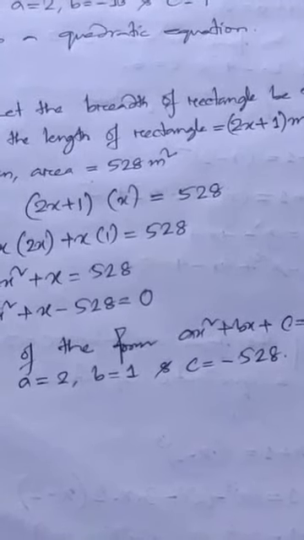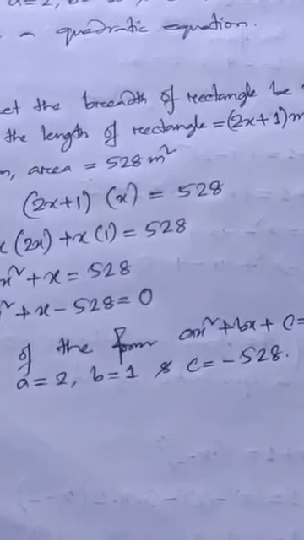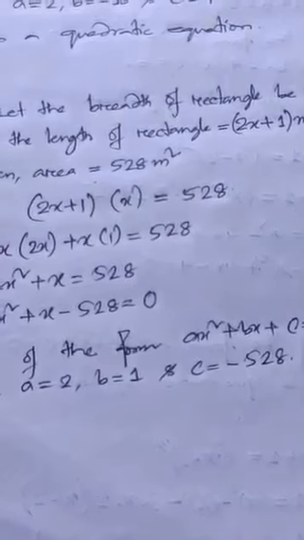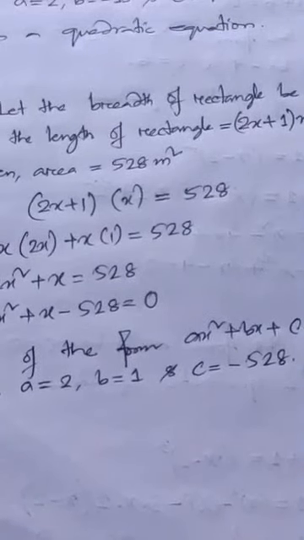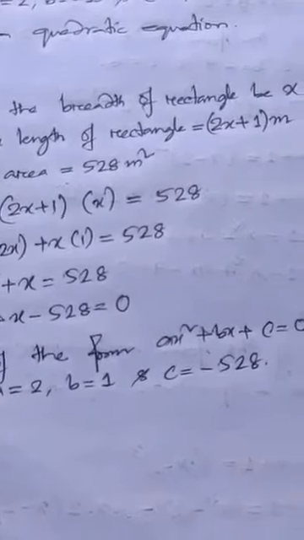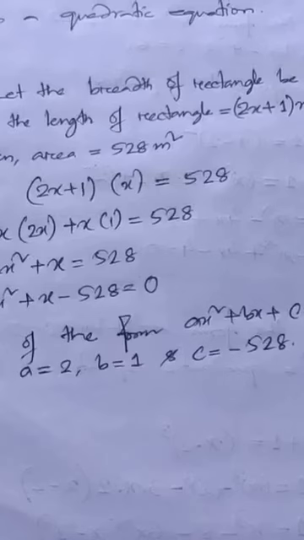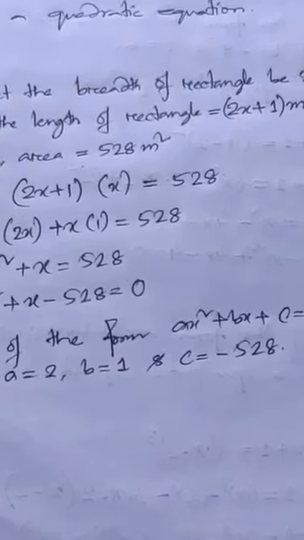They have already said that length is 1 meter more than breadth. That means who is smaller? So breadth is smaller, isn't it? So the smaller part you can always write first. That's what I've done. Let the breadth of rectangle be x meter. Now then the length of rectangle is 2x plus 1 meter.